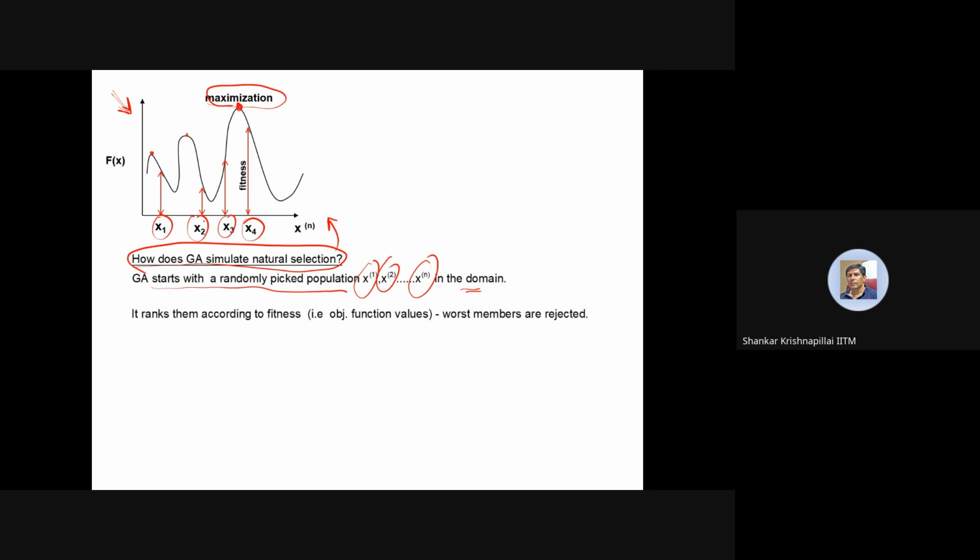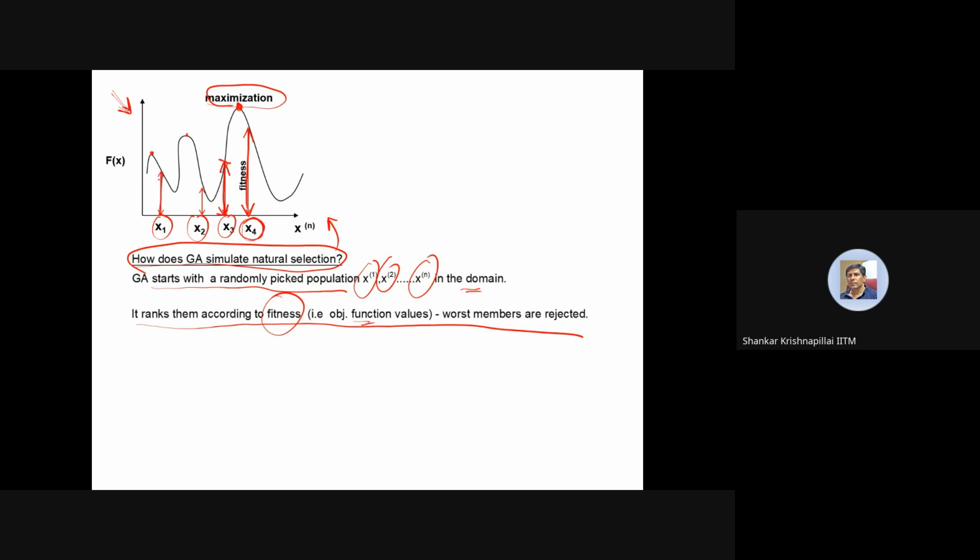Then the genetic algorithm will rank this population according to the fitness. Fitness means objective function values. Here we want to maximize. So x4 is best because it has the largest height, or largest value of objective function. Then next is x3. x3 has the next largest value of the objective function.